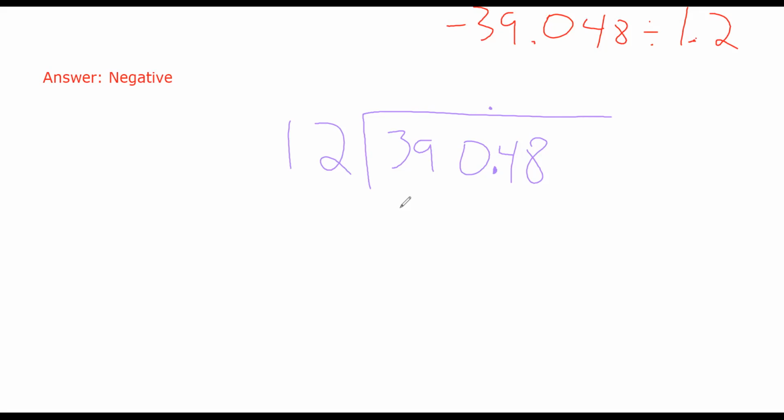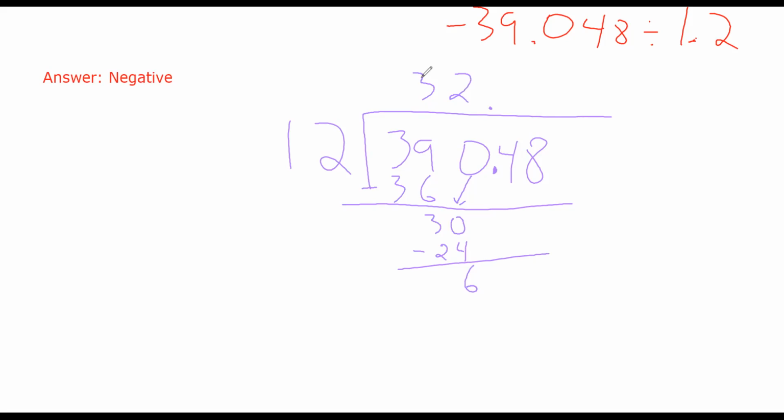Okay, let's try it out. How many times will 12 go into, well, it won't go into 3, but it'll go into 39. How many times? 3 times. Very good. 12 times 3 is 36, so it's going to be minus 36. I'll have to write a little smaller. What's 39 minus 36? 3. Now I'll carry that 0. How many times will 12 go into 30? 2 times. 2 times 12 is 24.